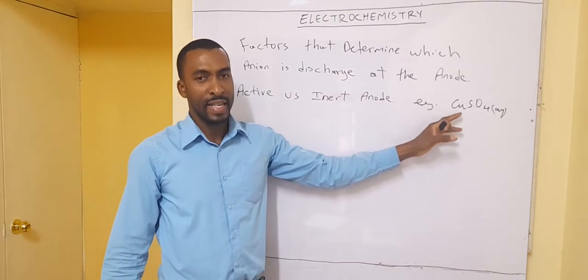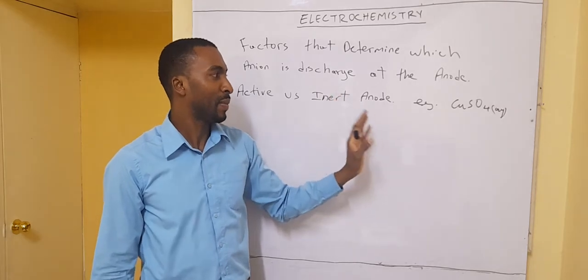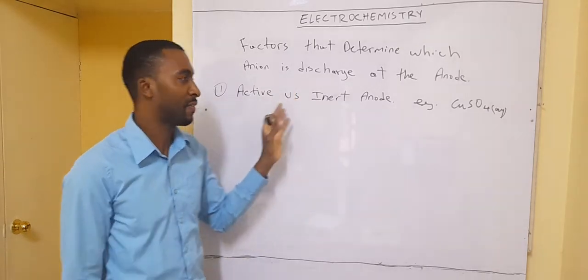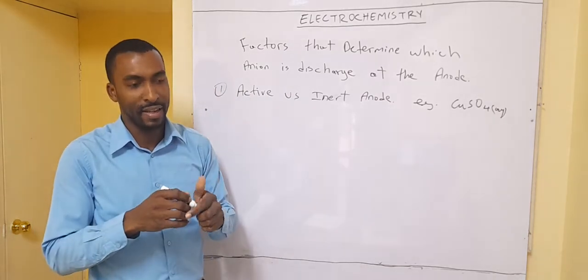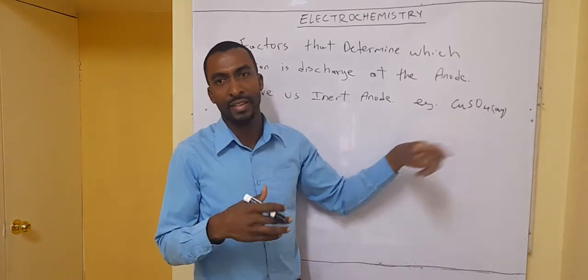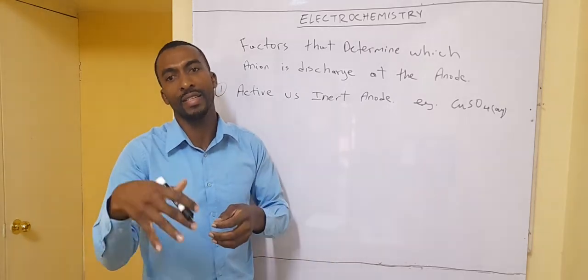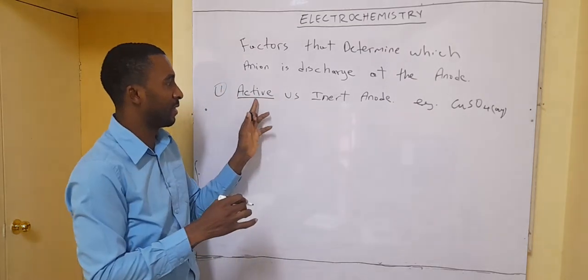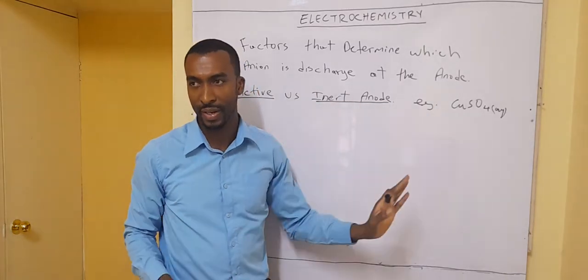If we use graphite electrode for both the anode and the cathode, then the anode will not take part in the reaction, right? However, if we use copper as the anode, instead of the hydroxide or sulfate ion going towards the anode, the copper itself is going to dissolve, ionize and go in solution as copper 2 plus, if we use a copper electrode which is active. But if we use an inert electrode, then that process will not take place, right?